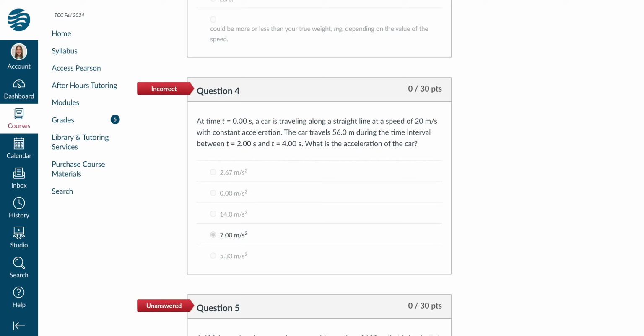Okay. Yeah, you can set that equal to 56 meters, but you'd have to do x at t equals 2 seconds subtracted from x at t equals 4 seconds. You see what I'm saying? Because they did give you that nice piece of information that it was 20 meters per second at t equals 0 seconds. So that is your v0. And now you just need to solve for a if you did that.